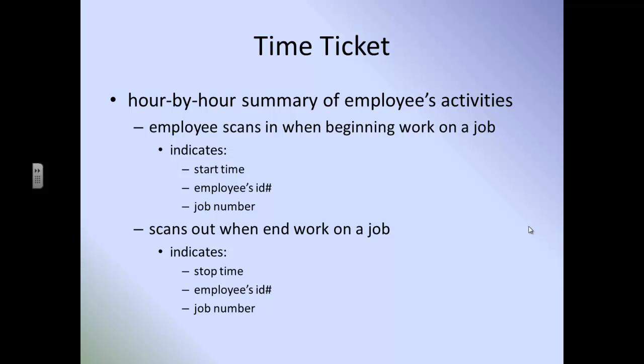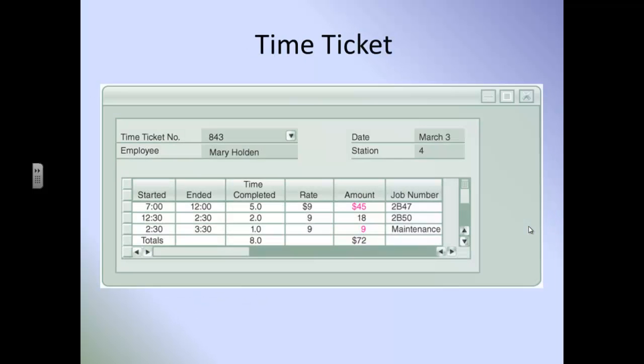And that obviously will indicate the stop time, the employee's ID number, and the job number. Typically, when you're starting a job, you'll do 3 scans. You'll scan the time, you'll scan your ID badge, and you'll scan a job number. When you scan out, you'll scan the time, you'll scan your ID badge, and you'll scan the job number. Then the computer does all the work, keeping track of who worked on what and for how long.